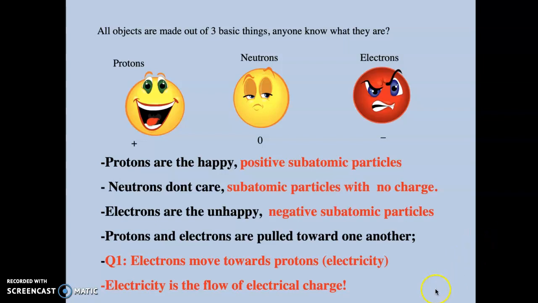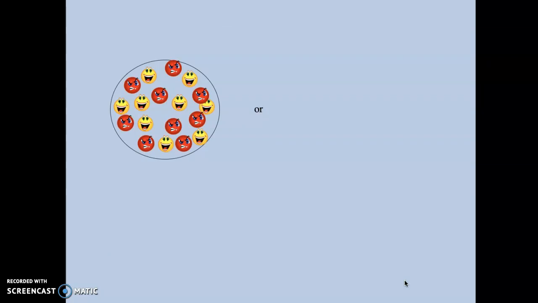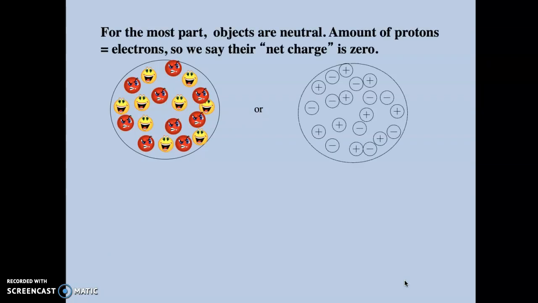So electrons move towards protons. This is the answer to question 1 in your notes. And that is electricity. So the movement of charge is called electricity or current. So electricity is the flow of electrical charge. So remember, if you have to, pause to take notes and then continue on. So just for the sake of time, I'm going to continue to move here.